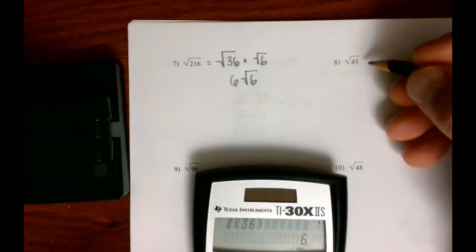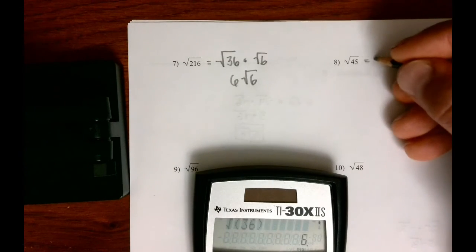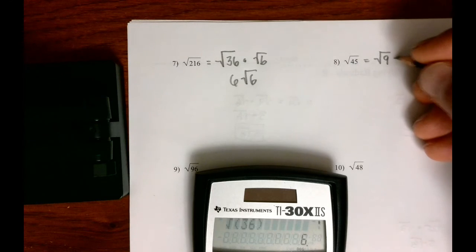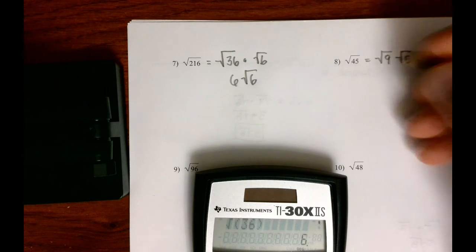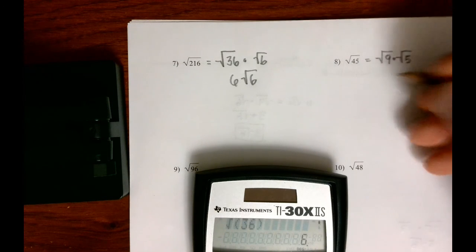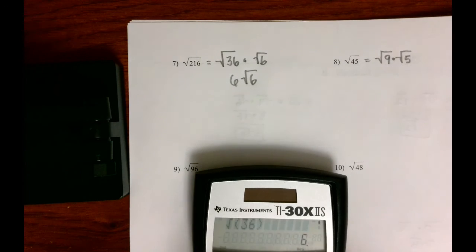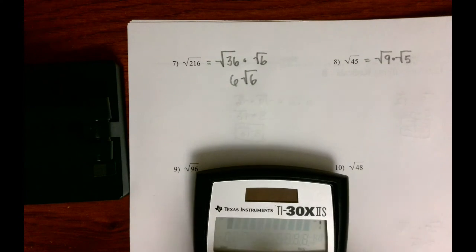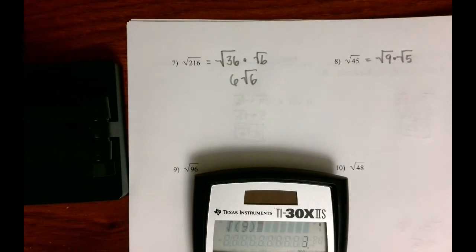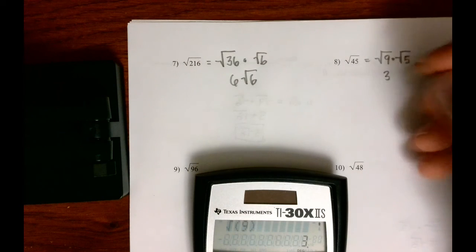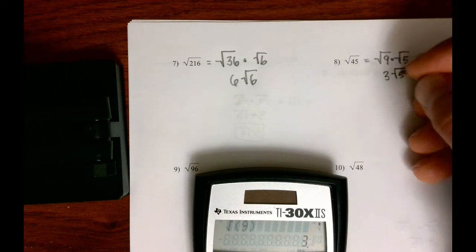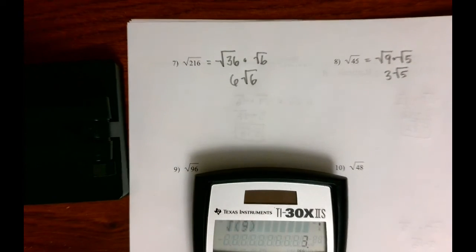Alright, and one more, square root of 45. I'm going to take out the square root of 9 and the square root of 5. Those two numbers multiply to make 45, and the square root of 9 is 3. 3 times 3 is 9, so 3 root 5. Alright, that's the end of the detail. We're going to stop right there.